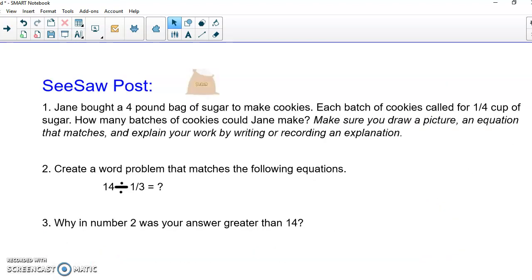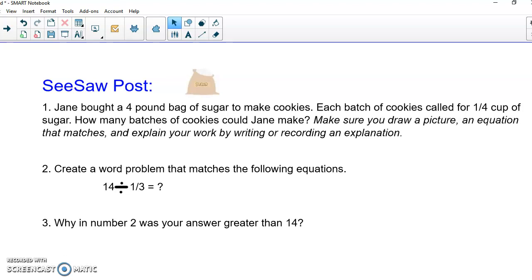Okay, this is what I would like you to do. On SeeSaw, I want you to answer these 3 questions. Number 1, Jane bought a 4-pound bag of sugar to make cookies. Each batch of cookies called for 1/4 cup of sugar. How many batches of cookies could Jane make? I want you to make sure you draw a picture, an equation that matches that picture, and I want you either to explain your work in writing or by recording your voice.